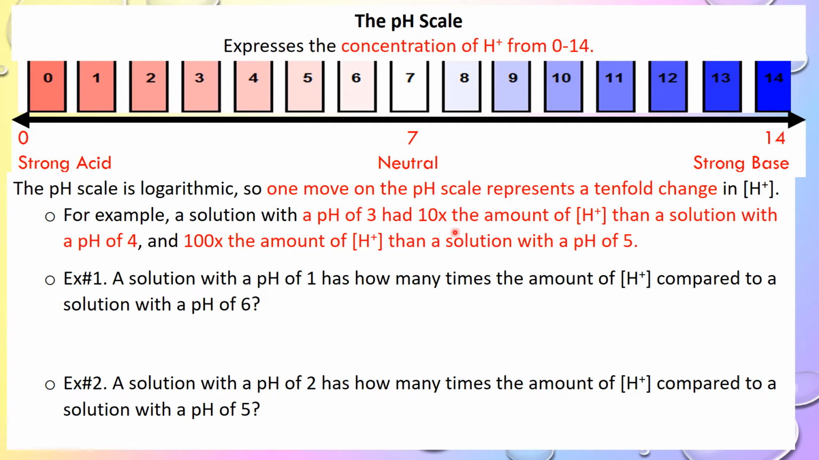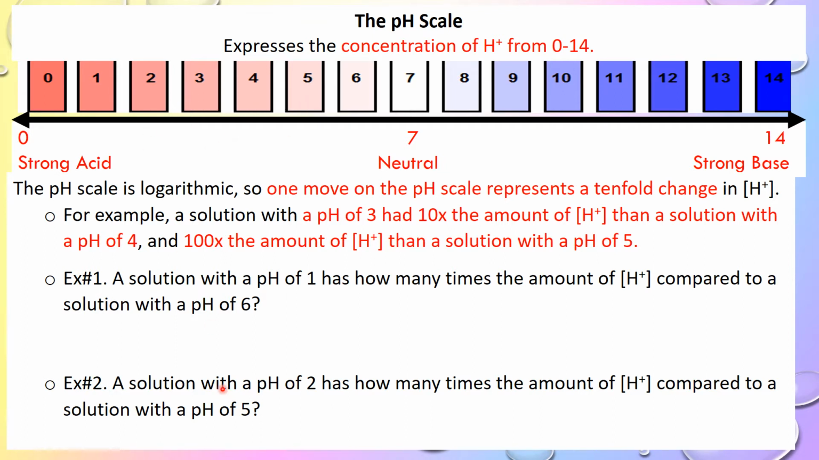Okay, if you move from a solution that has a pH of 3 to a 4, it's going to be 10 times. If you go from that 3 up to 5, it's 100 times the amount of the solution. Okay, so 5 down to 4 down to 3 is 100 times more acidic. Okay, and it's going to keep moving at that 10-fold rate.